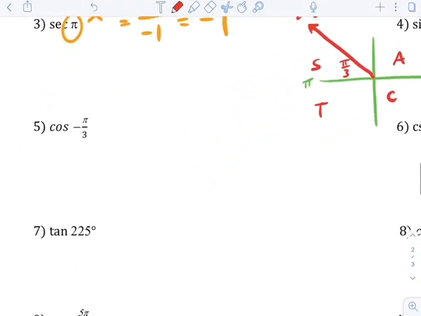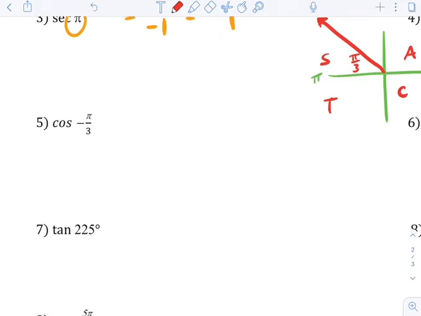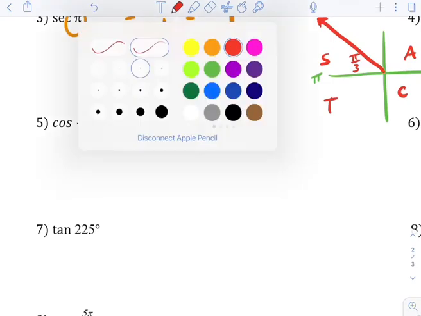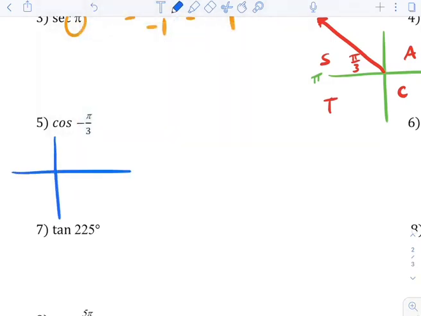Keep going here. Cos negative pi over 3. The 3 gives me some information as to what my related acute angle is going to be. I know it's going to be 60 degrees or pi over 3. So negative means we're going in the clockwise direction. So first things first, I know the CAST rule, C-A-S-T, says that cos is going to be positive in that quadrant. So I know the answer is positive something. I don't know what that something is, but let's go through it.